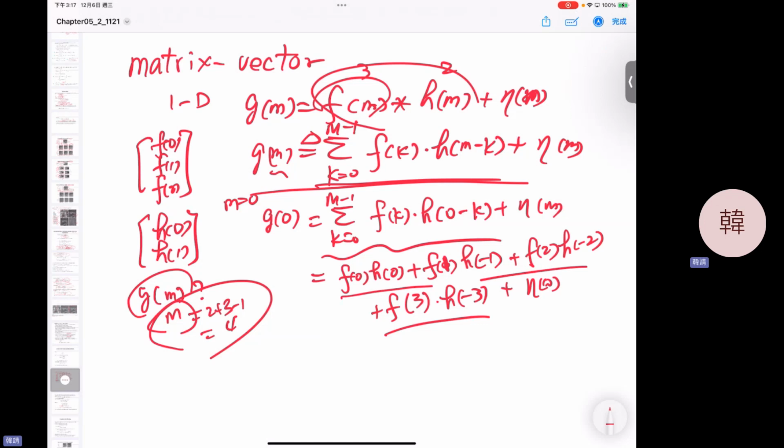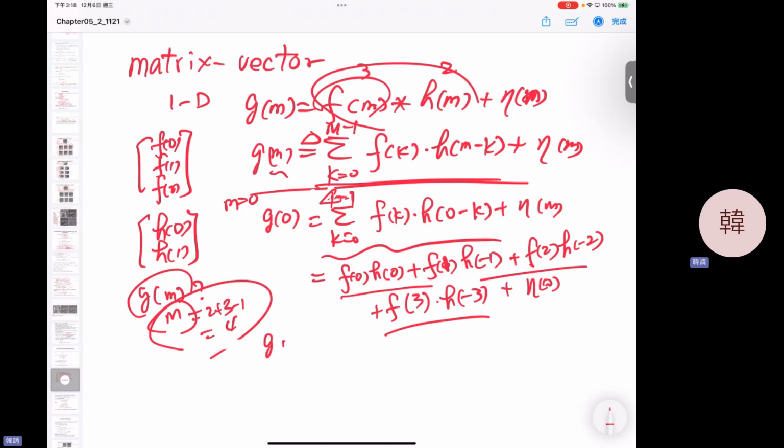You can see there should be 4 items like this. So the size of the convolution should be like this: if your vector of size 3 convolves with a vector of size 2, the result should be of size 4. The capital M equals 4. So this 4 is from 0 to 4 minus 1, 0 to 3. K is 4 here in our example, and minus 1, so it goes to 3.